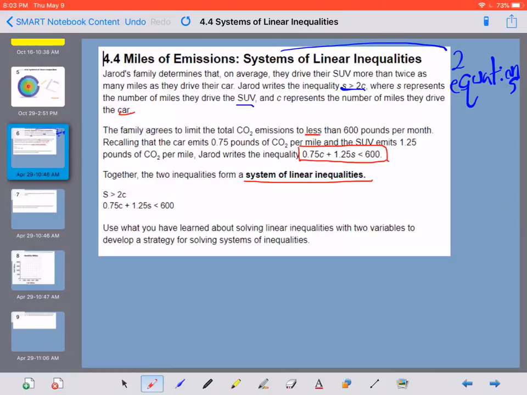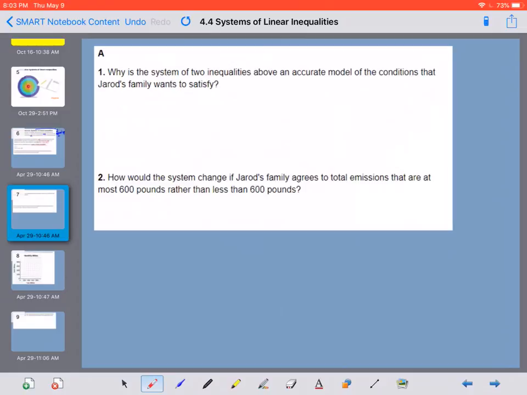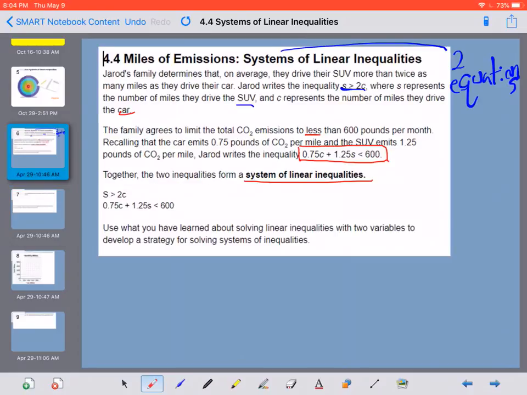Use what you have learned about solving linear inequalities with two variables to develop a strategy for solving systems of inequalities. It says, why is the system of two inequalities above an accurate model of the conditions that Jared's family wants to satisfy? Well, why is this an accurate model? Well, we know that this inequality is going to give us the total pounds of CO2.